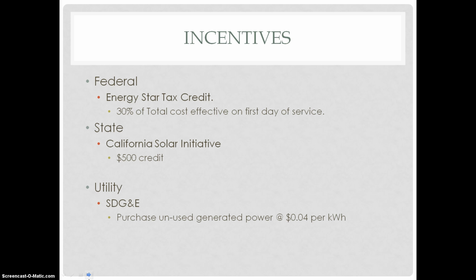There are also incentives for purchasing a system. The federal Energy Star tax credit gives you 30% of the total cost of your system, which is effective on the first day that it goes into service and generates power. The state also provides $500 worth of credit that can be used towards the purchase of your system. If you generate more power than you're using, the utility will purchase back your power at 4 cents per kilowatt hour.